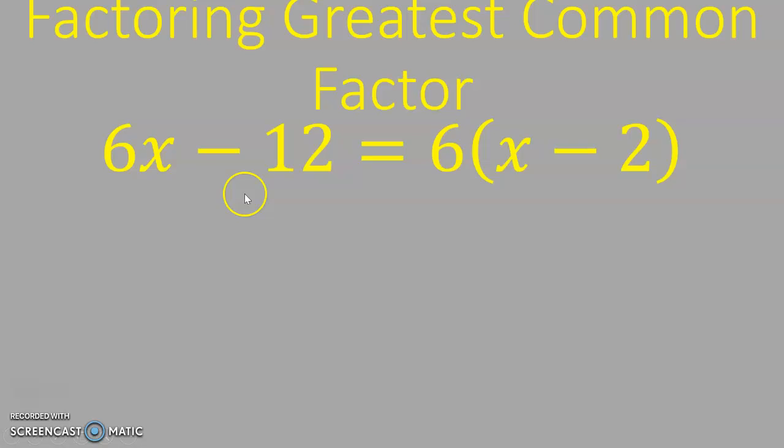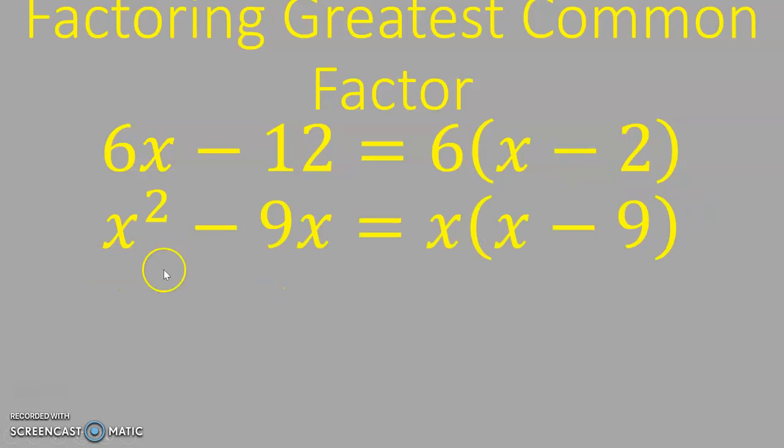At this point, we should be able to recognize that 6 is the largest thing that goes into 6 and 12. But to check that you've correctly taken out the GCF, as we said in the previous video, make sure that if you distribute, it goes back to your original, and make sure also that in the parentheses there's nothing in common other than a 1.